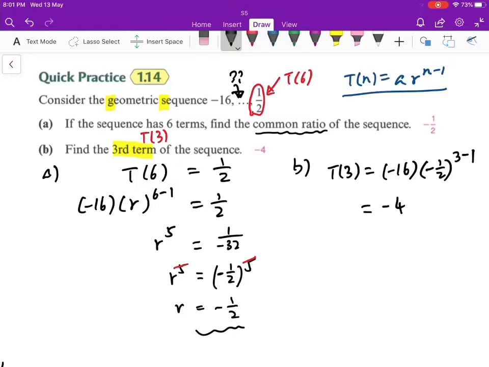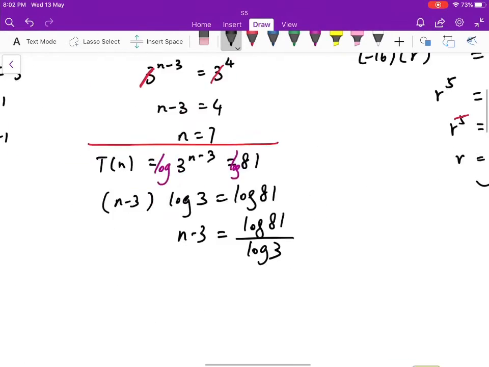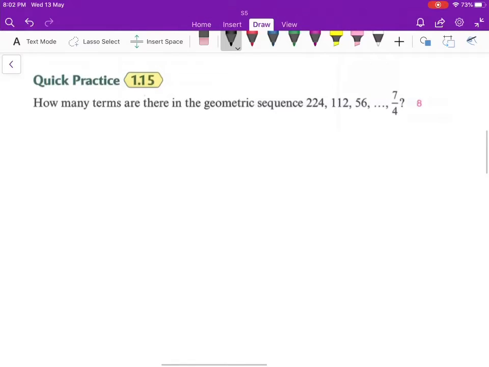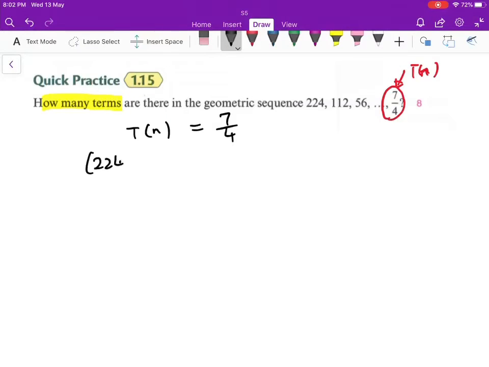See, easy, right? So if you can handle the 1.14, now let's take a look at the 1.15. Now the question asking you how many terms. Actually, they are asking what is 7/4 in the position. What is the n here? Okay, so now how can we do it? We only got one formula. Your formula, just the GS formula, is A times R to the power n minus 1. No matter what kind of question, just using this formula is already okay.